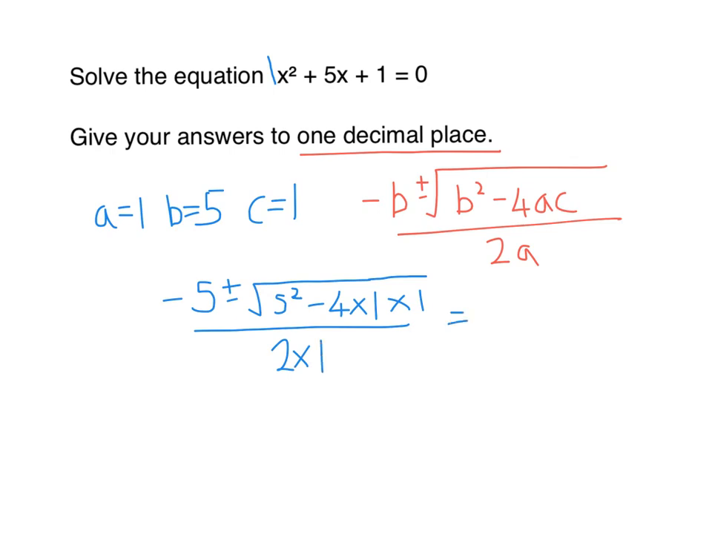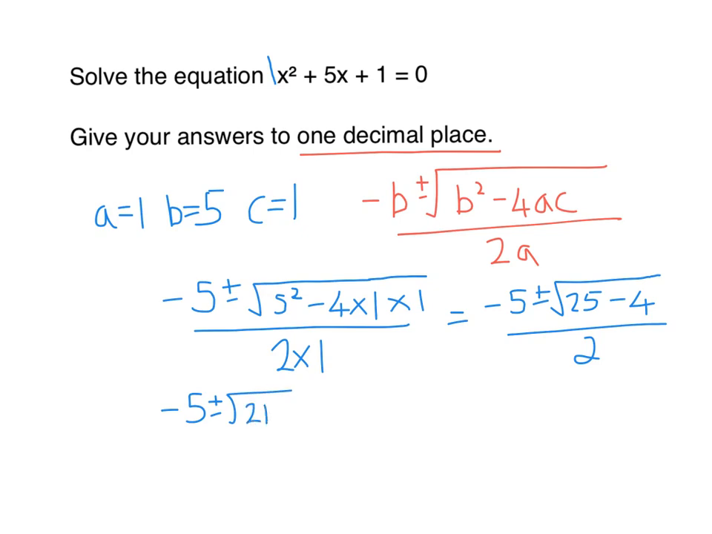So that gives me, I'm going to keep the minus 5, plus or minus the square root of 5 squared, which is 25. 4 times 1 is 4, so I need to take away 4, and then 2 times 1 is 2. So it's minus 5 plus or minus the square root of 21 all over 2.